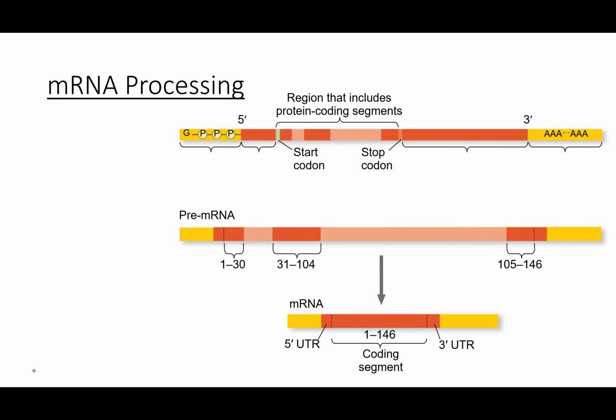So you can alter the ends. On the five prime end, you can add a cap. That's the modified guanine base. That is a five prime cap. What else can you do on the other end? You can add lots of A's. The poly A tail is added to the three prime end. Those are two ways that you can alter the ends.